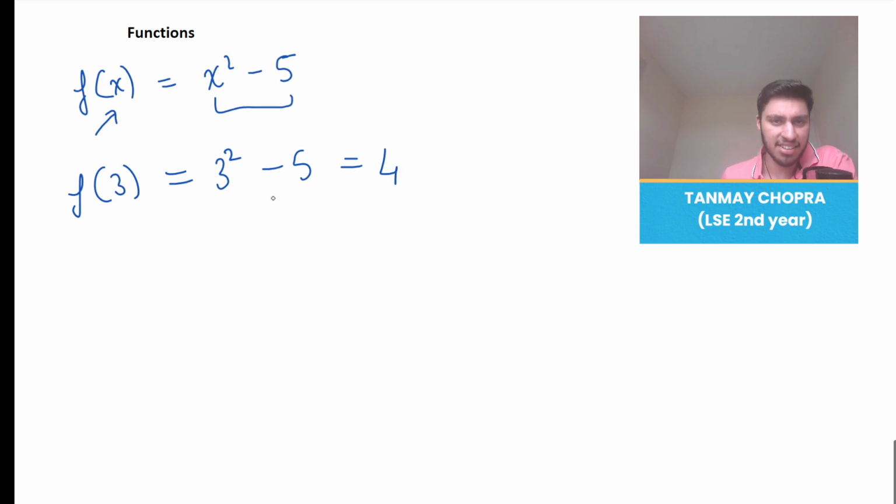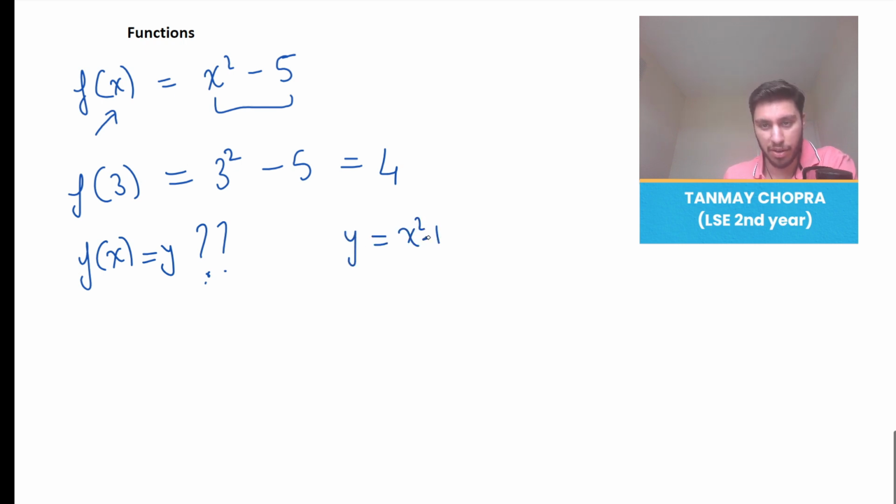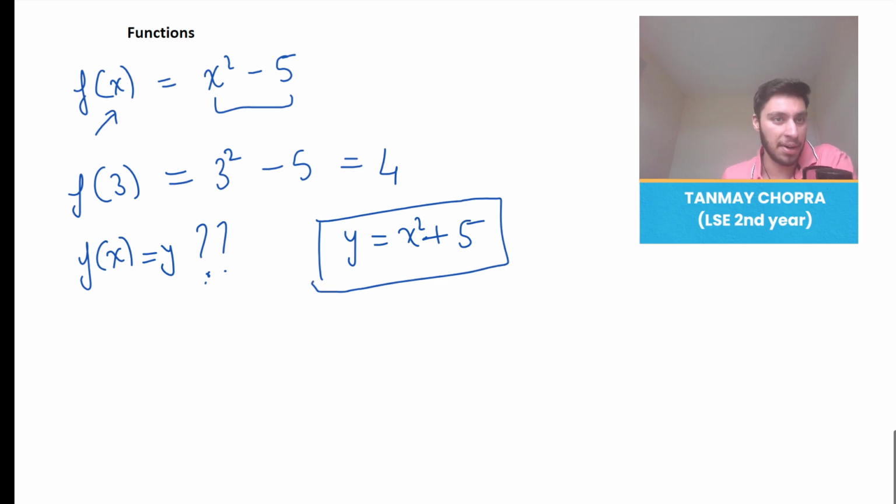So you might ask, isn't this the same as y equals x squared minus 5? Isn't f of x equals y? You can think about it that way. But usually when we see y equals x squared minus 5, or x squared plus 5, doesn't matter, it's one formula. A function is not exactly a formula. You'll see what I mean by that.